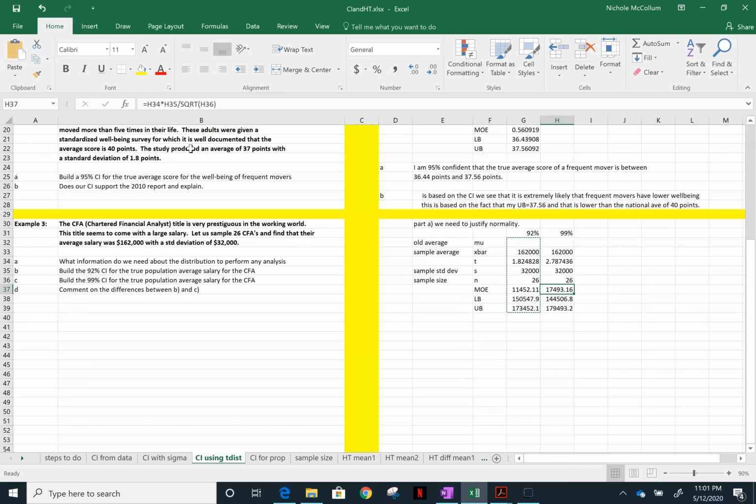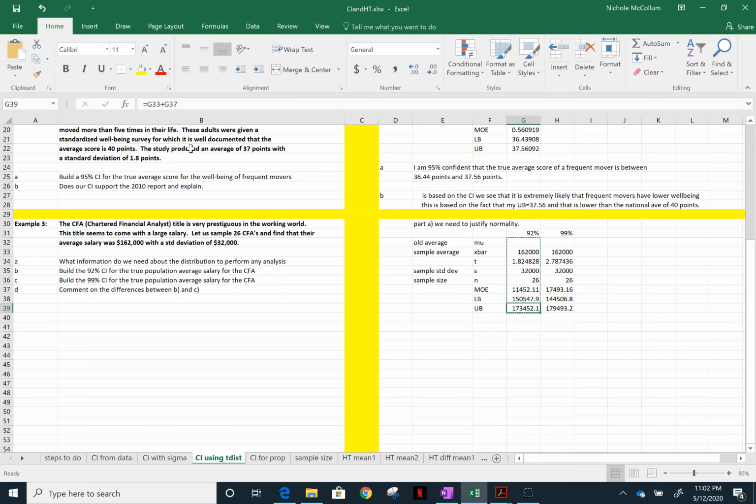Why would that be? Well, let's go back. The margin of error is based on T, S, and N. Sample size doesn't change when you build a confidence interval. Standard deviation doesn't change. What changes is T. As your confidence goes up, your T gets bigger, and that's because you're allowing in more area. As you allow in more area, your T gets bigger. But if your T gets bigger, and T is the multiplier in the margin of error, then the margin of error gets bigger. And if the error gets bigger, then the lower and upper bound have to get wider.